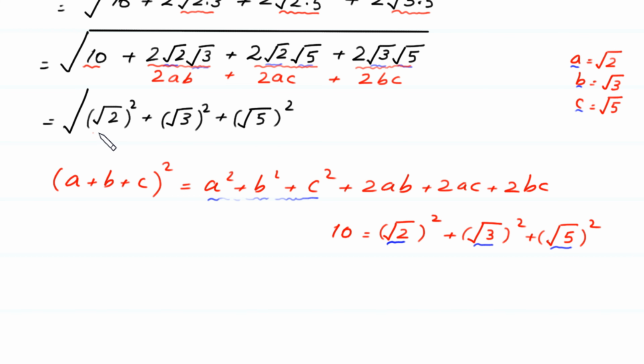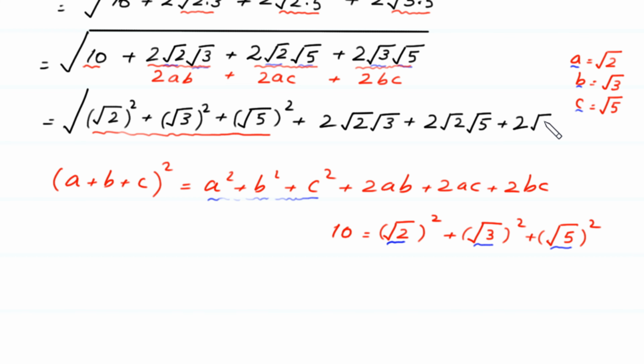This whole expression is equal to this 10, and then we write this remaining expression plus 2 times square root of 2 times square root of 3 plus 2 times square root of 2 times square root of 5 plus 2 times square root of 3 times square root of 5.